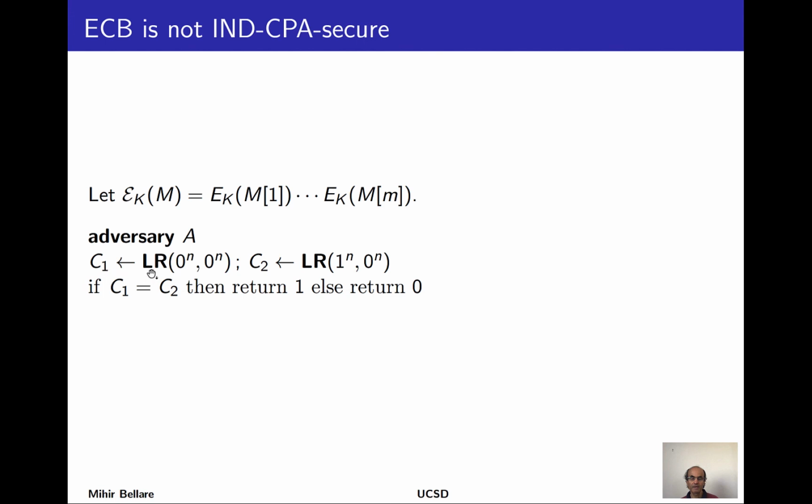It makes a call of LR with these two inputs, 0, 0, two messages, each one block long, and then again two messages, each one block long, first one changed to 1. Test whether the resulting ciphertexts are the same. If so, declare you're in world right, this one, otherwise world 0. So we have our adversary.